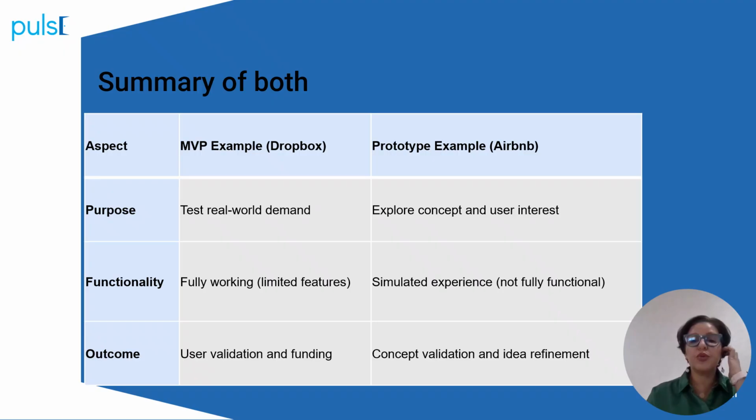When we talk about the prototype example, the purpose is to explore the concept for user and user interest. And of course, for the second one, the purpose is to test real world demand. For the prototype example, again, the functionality is to simulate the experience of the Airbnb, and for the MVP it is fully working with limited features. The concept validation and idea refinement was actually the outcome for the prototype, while for Dropbox it is user validation and funding.